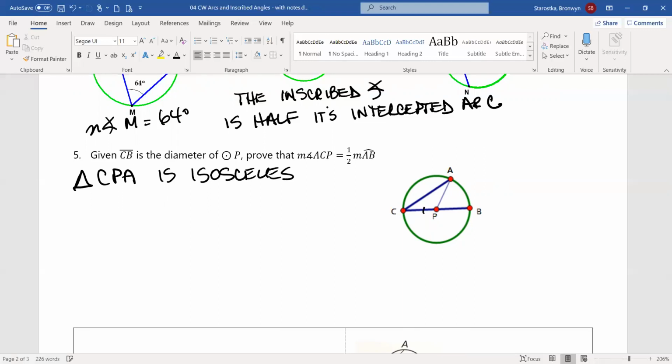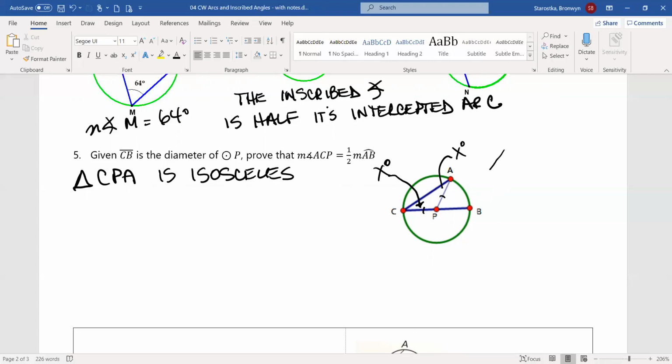Sides are the same length. They are the radii of the circle. So I'm going to call angle C right here x degrees. If it's an isosceles triangle, angle A must also be x degrees because the base angles in an isosceles triangle are congruent. We're going to go back to something we learned earlier.